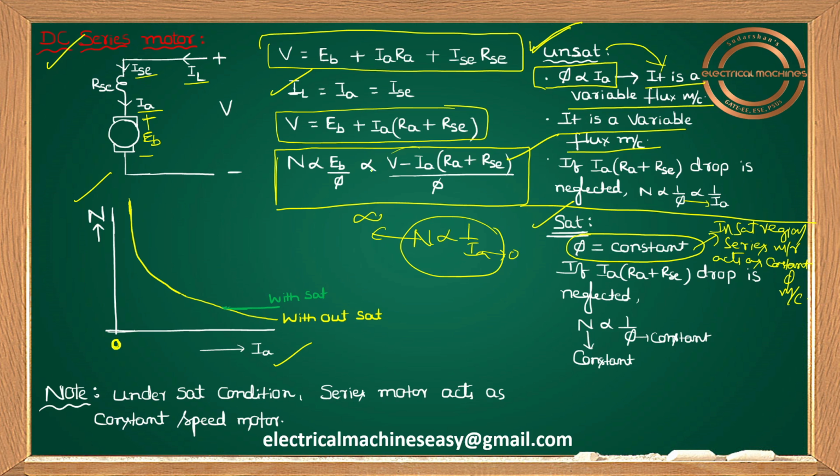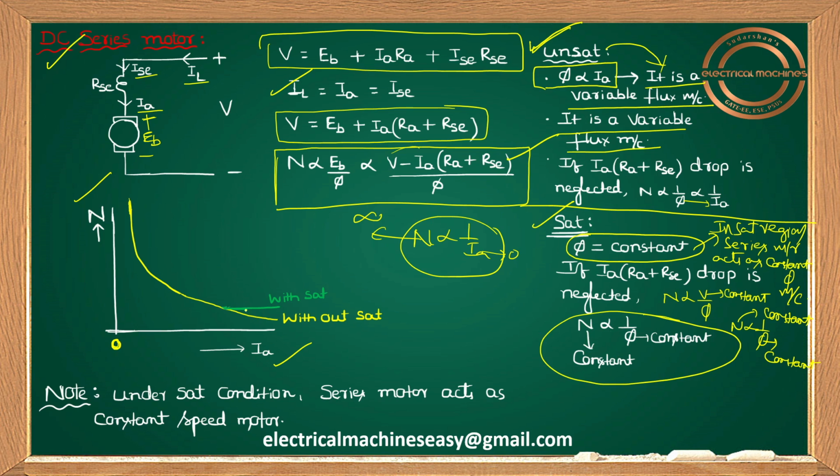You know this relation, N is proportional to EB by phi. In place of EB, I can write V minus IA into RA plus RSC. If you take flux as constant, and as I already told you, if you neglect the IA into RA plus RSC drop, I can write N proportional to V by phi. Whenever V is a constant, N is proportional to 1 by phi. Here, in the saturation region, I took flux as a constant, so N value also remains a constant. Try to understand: N is proportional to 1 by phi. Whenever phi is constant, N remains constant.